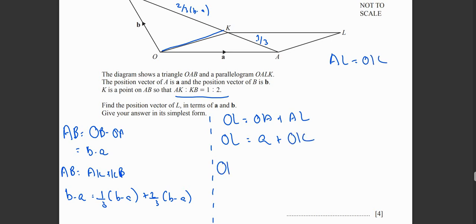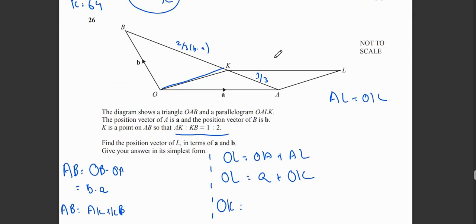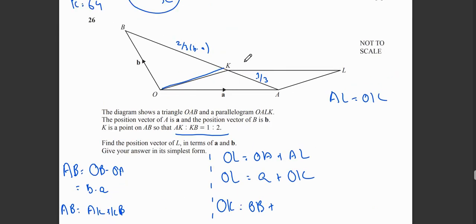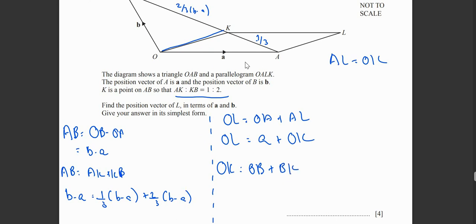Now how can we find OK? OK is equal to OB, we go from O to B, plus we come back from B to K, plus BK. OB is B, plus we already know the value of BK. BK, like KB, is negative since it's in the opposite direction, 2 upon 3 of B minus A. So this whole thing turns out to be 1 upon 3B plus 2 upon 3A.